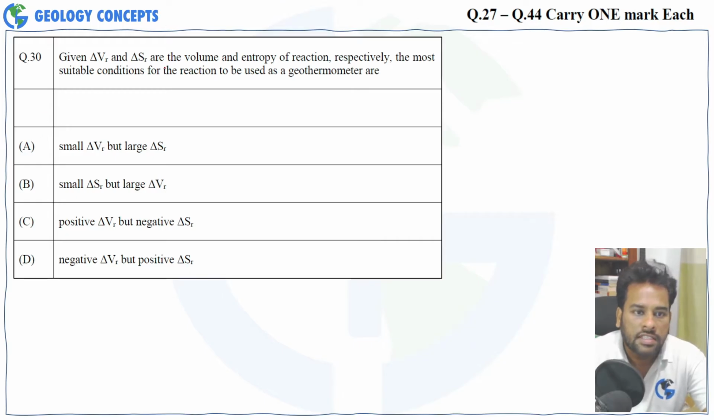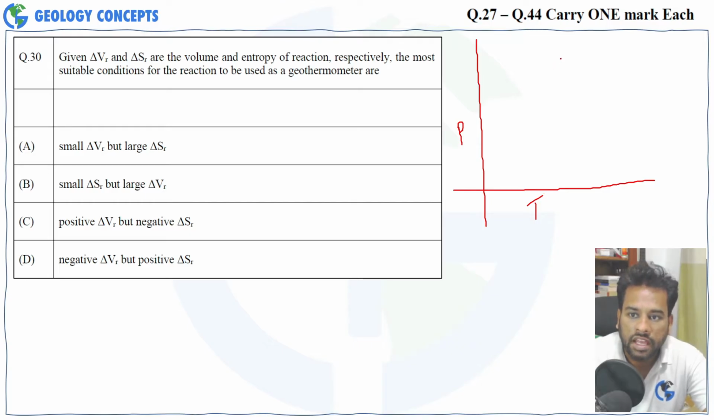Given delta V and delta S are the volume and entropy of a reaction respectively, the most suitable condition for the reaction to be used as a geothermometer. Now in a PT diagram, for a good geothermometer I need a reaction which has a very high slope, because I have to constrain my temperature to a narrow limit so that I can make it a good geothermometer. For that it is very good if you have an almost vertical reaction slope, but that's not generally possible. But the more the slope, the better the thermometer it is.